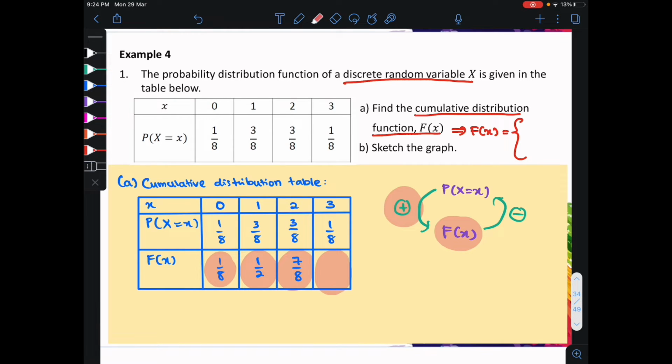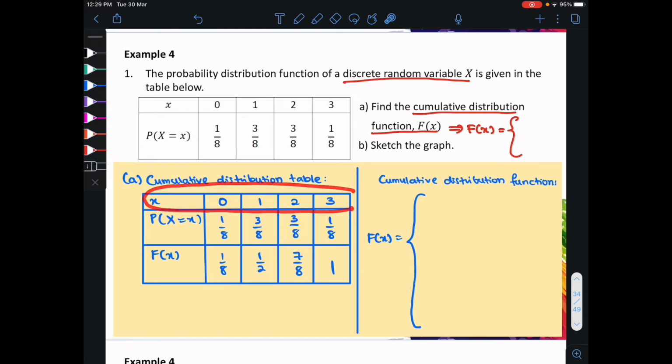To get the last value of F(x), you need to add the previous F(x) with the last P(X = x), and the answer is 1. Make sure that the end value of F(x) is always equal to 1. For the values of x here, note that x1 is equal to 0, x2 is equal to 1, x3 is equal to 2, and x4 is equal to 3.